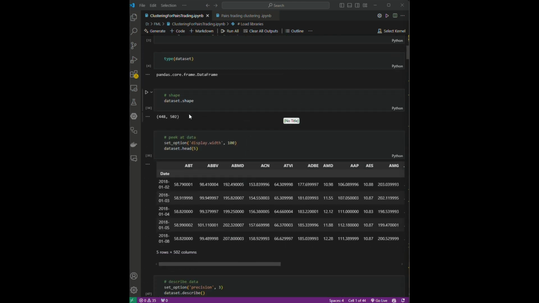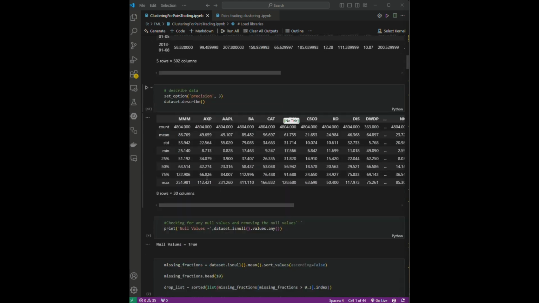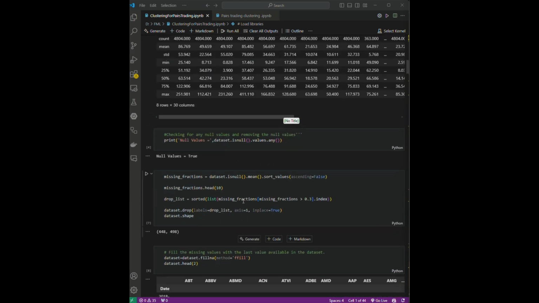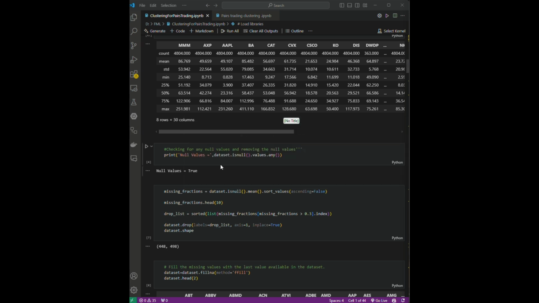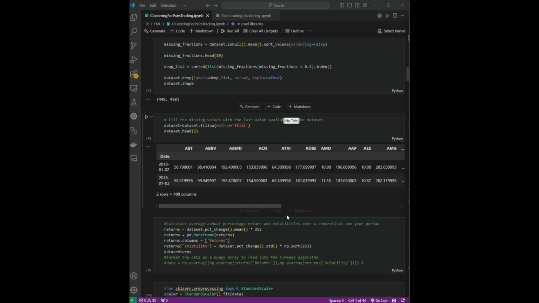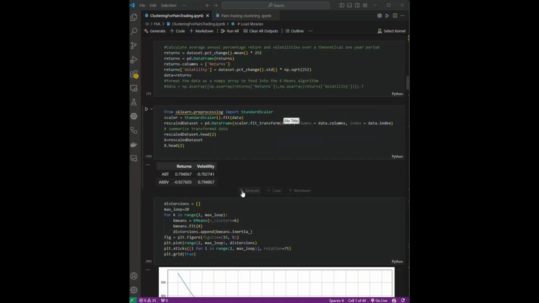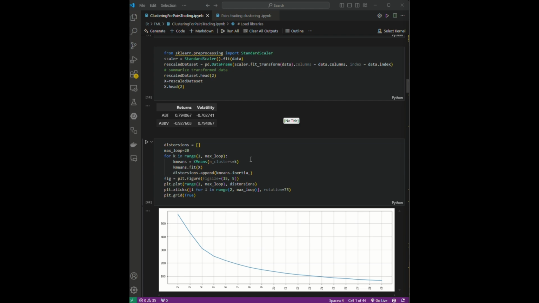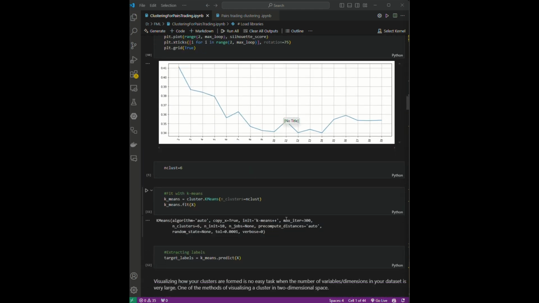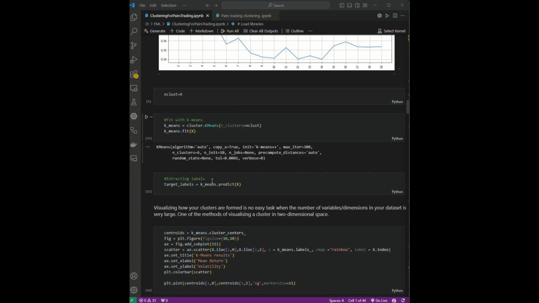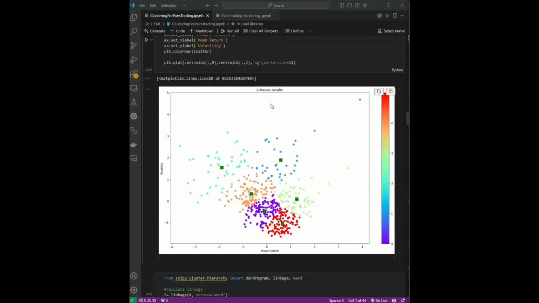Now we preprocess the data, we analyze the shape, take a peek at it, and describe the data. Now to perform more efficient error handling, we check for null values and fill the missing values if any are available, and calculate the returns and volatility from the provided data. Our aim now, we have visualized it like this. Our aim now is to perform three clustering techniques, which are k-means, hierarchical, and affinity.